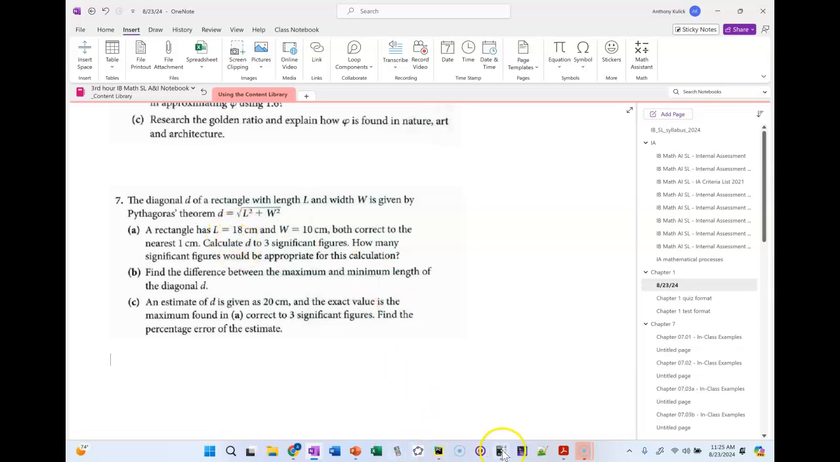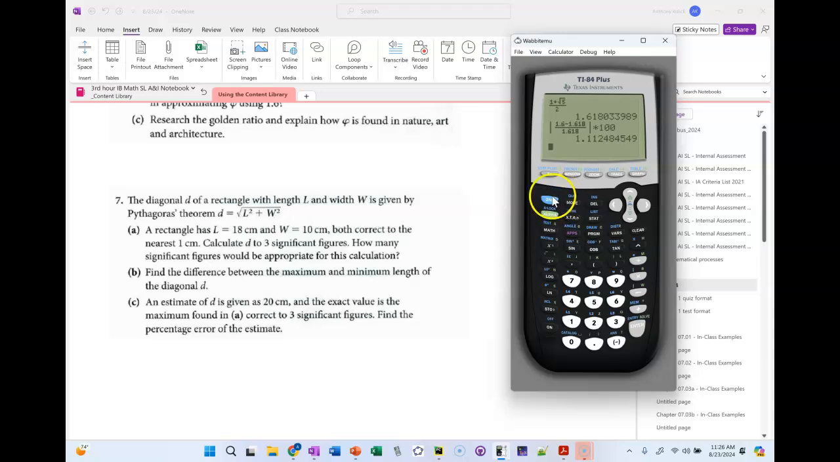Okay. So I assume for the first one, all I'm doing is plugging in here into my formula. So I'm just plugging in W and L into my formula. Oops. Well, there's some typos there. There you go. Press enter. So if I do this to 3 significant figures, I'd have 20.6.